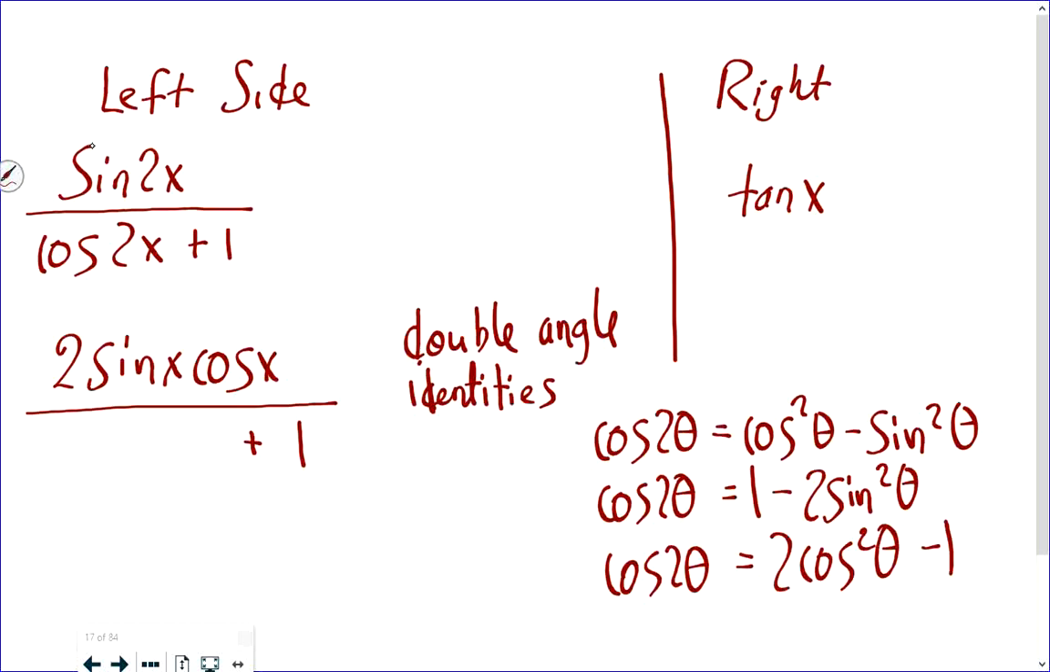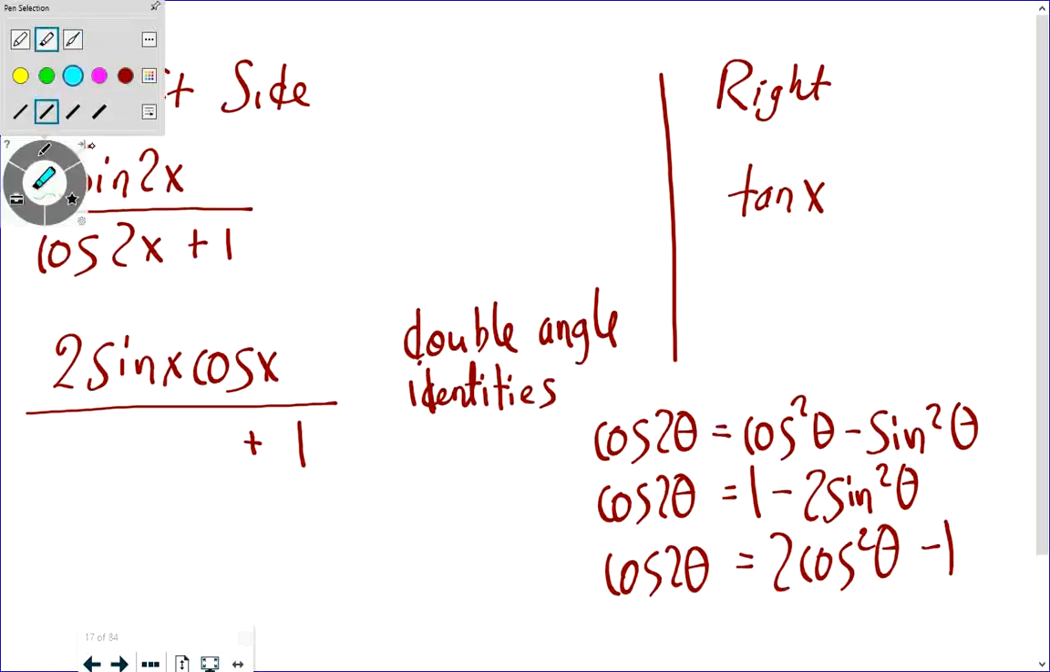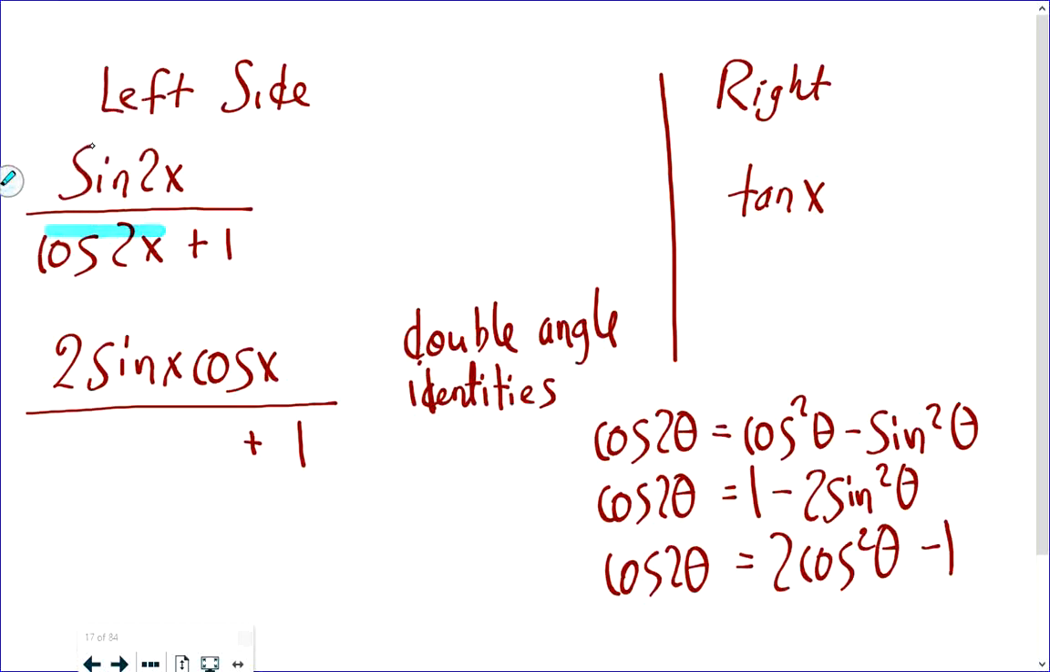Okay, so my question is this, and to some people, the answer will be immediately obvious. To others, not so much. What is my best option? Which of those 3 should I use to replace cos of 2x with something else? So to how many of you, after that 10 seconds of thought, is it clear which one will work?